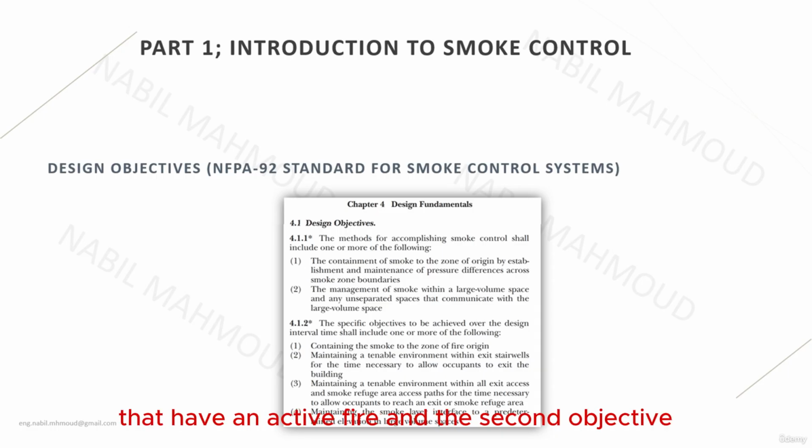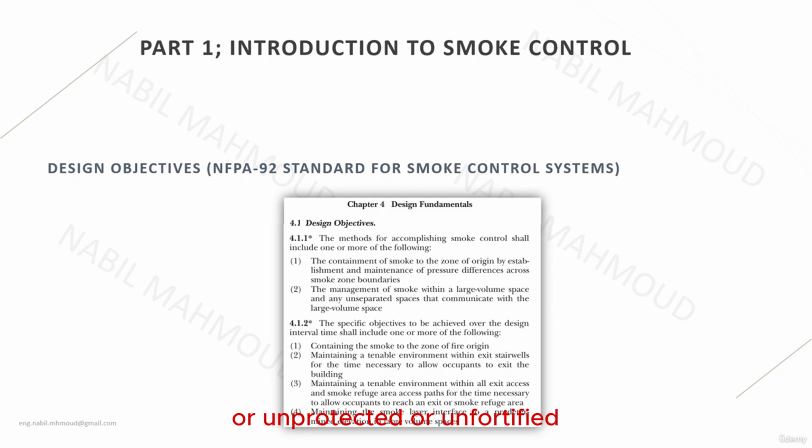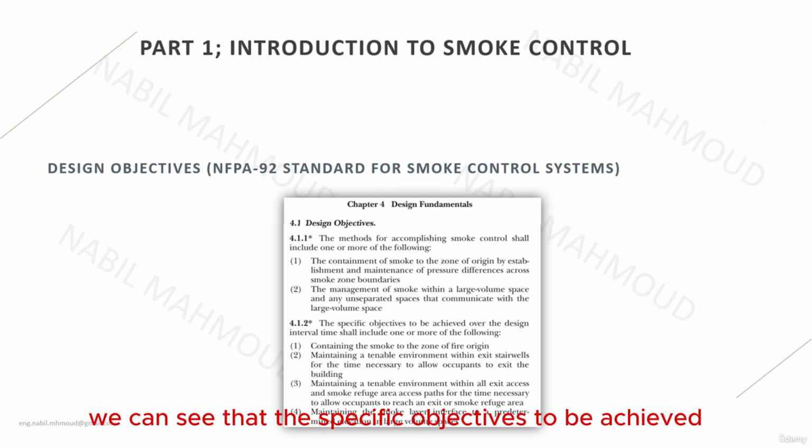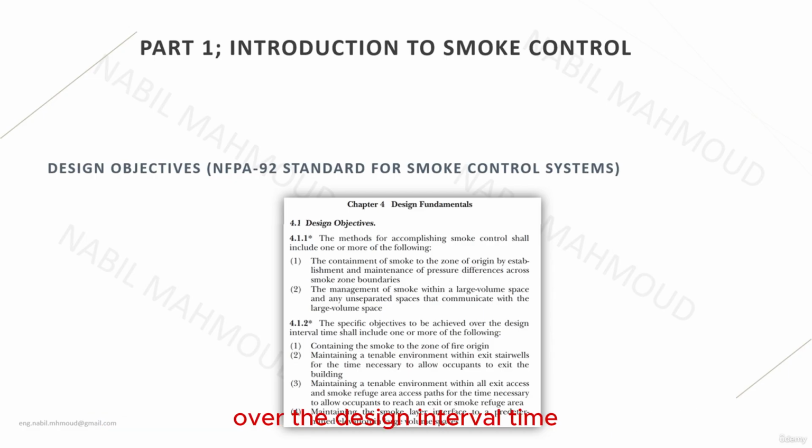And the second objective is to manage the spread of the smoke in a large volume space, with special attention to the open spaces to the large volume which are not separated from this large volume, or unprotected or unfortified against the spread of smoke. And also, if we refer to paragraph 4.1.2, we can see that the specific objectives to be achieved over the design interval time shall include one or more of the following.